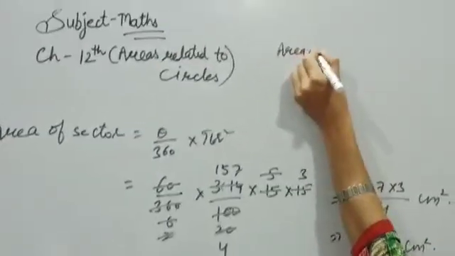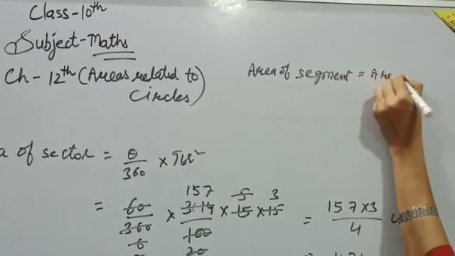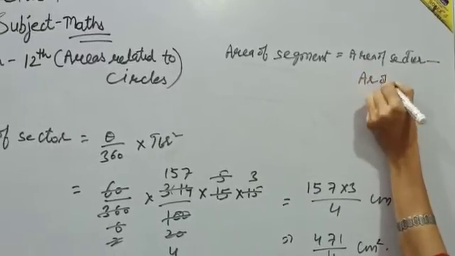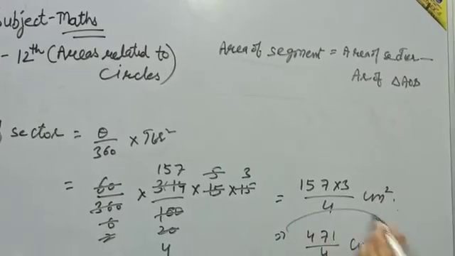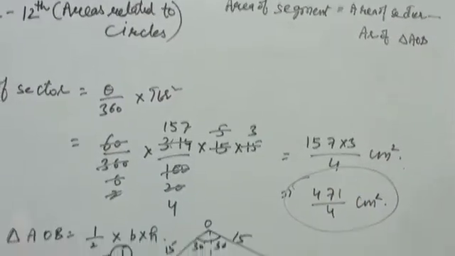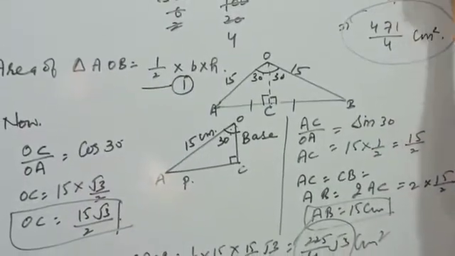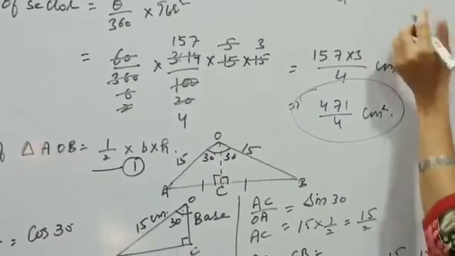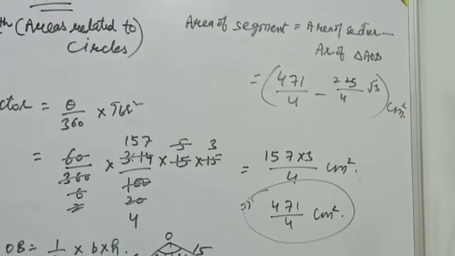Area of segment is equal to area of sector minus area of the related triangle. Okay, and now we have already found the area of the sector, and here we have the area of triangle. So we will fill in the values: 471 upon 4 minus 225 upon 4 root 3. So this much is in centimeter square. This is the area of the segment.